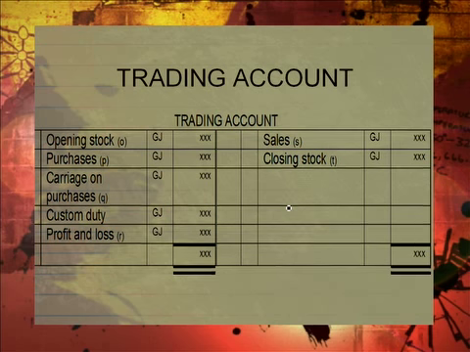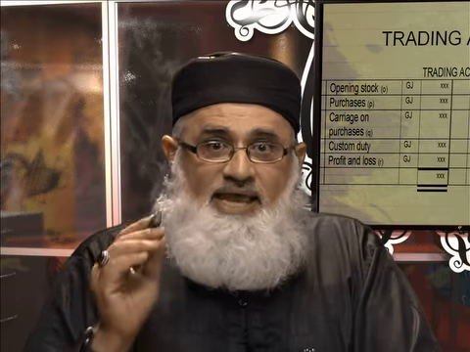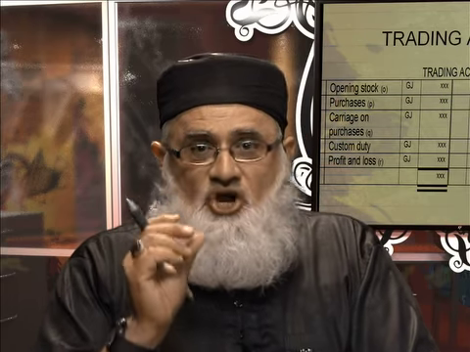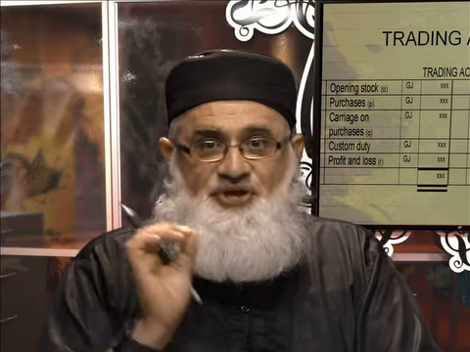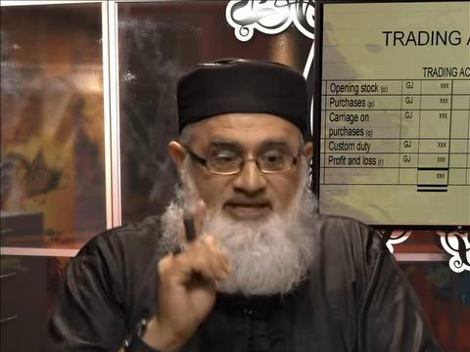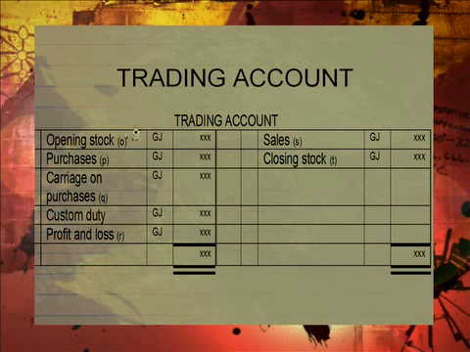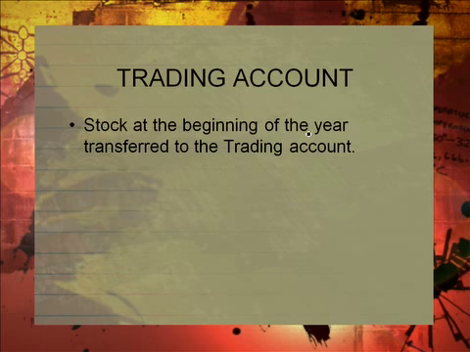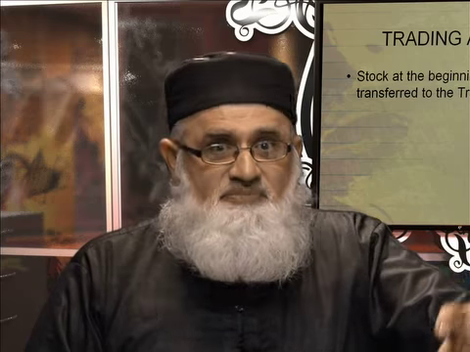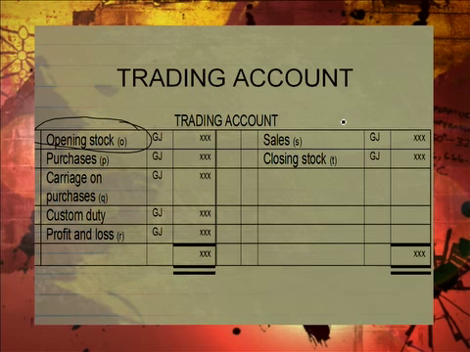Remember, we spoke about the trading account. Now watch the trading account. What is this account all about? In my trading account, when the stock system that is being used is the periodic, I will start off my trading account with an item called opening stock. What is this? This is your stock at the beginning of the year that you transfer into your trading account. In other words, your opening stock becomes the first item on the debit side of your trading account. There you can clearly see it.